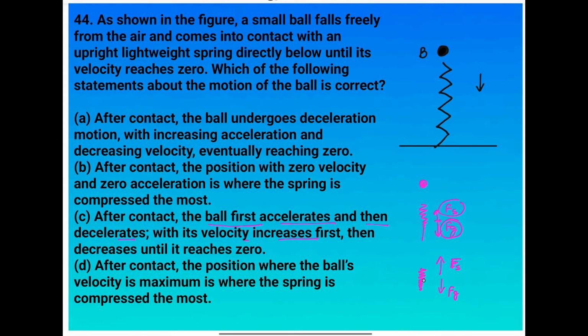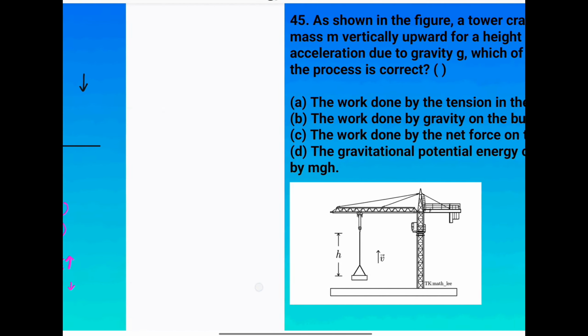But when it compresses the spring at that time, the spring force will be more as compared to gravitational force. So its velocity will decrease, and at the point when the spring comes to its maximum elongation, its velocity becomes zero. So according to this, option C is correct.